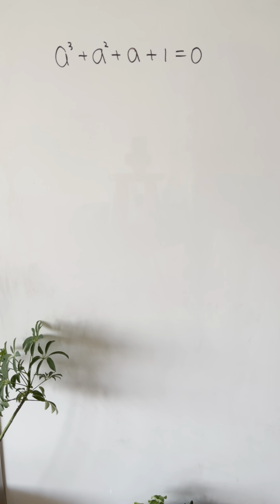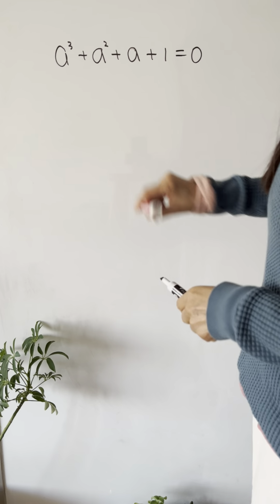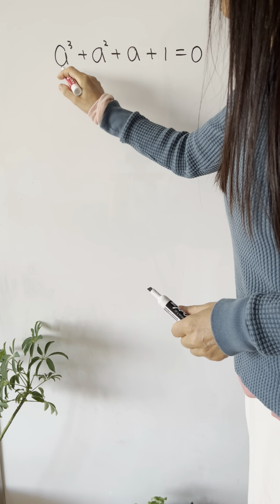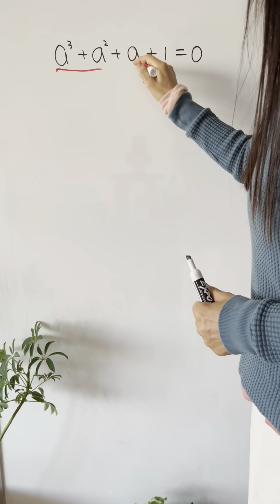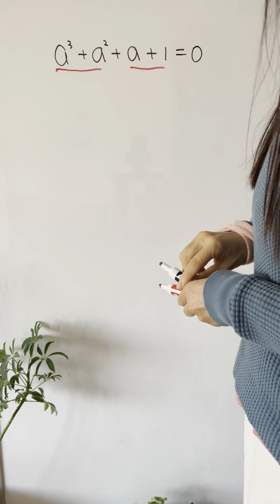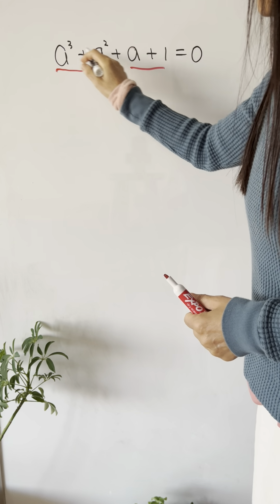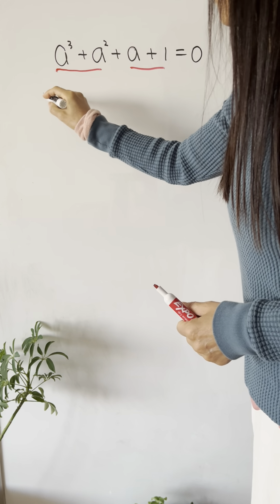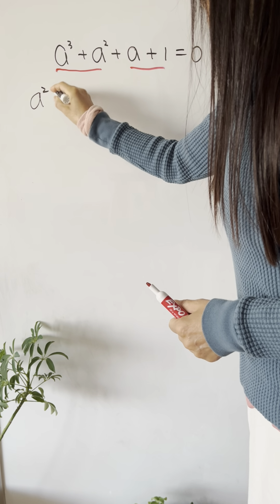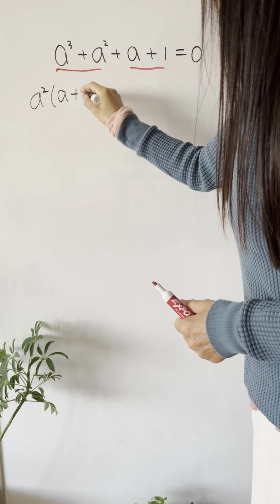I want to show two ways of solving this equation, and you can tell me which way you like better. So one way, I group two by two, with this one in the group, and these two in the group. I see these two have a common factor of a squared, so I factor out a squared. I have a plus 1.